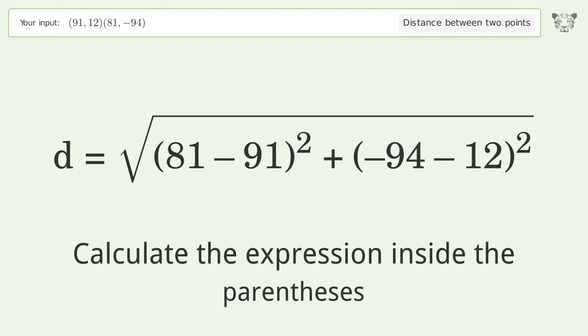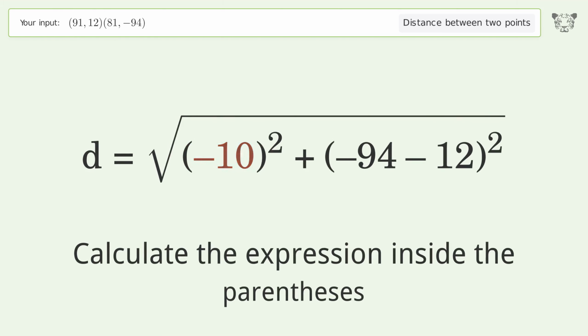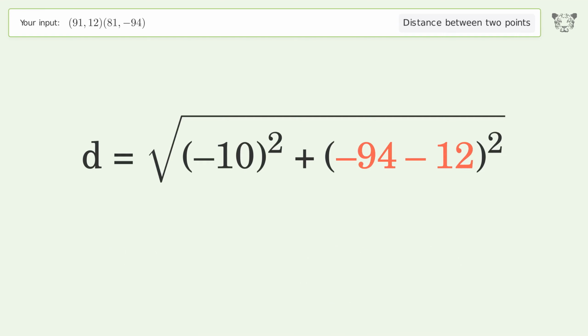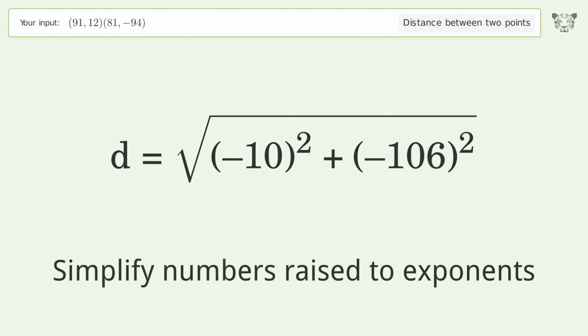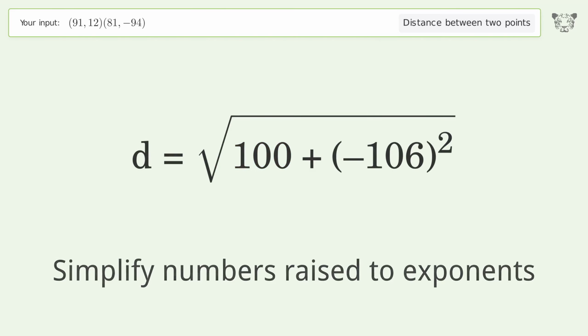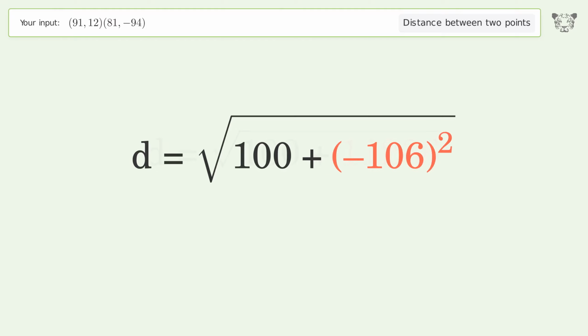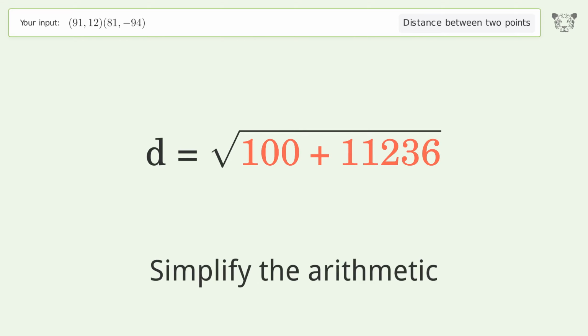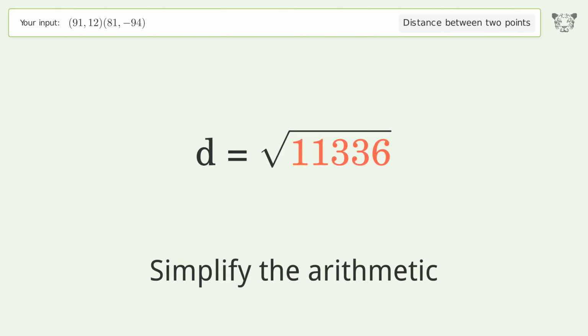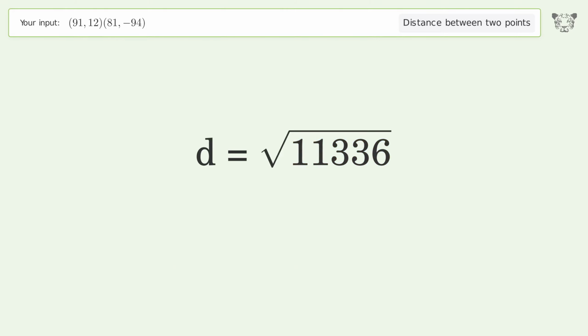Calculate the expression inside the parentheses. Simplify numbers raised to exponents. Simplify the arithmetic. And so the distance between the 2 points is the square root of 11,336, or 106.471.